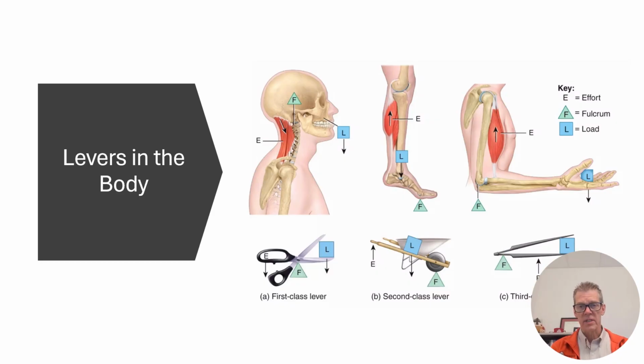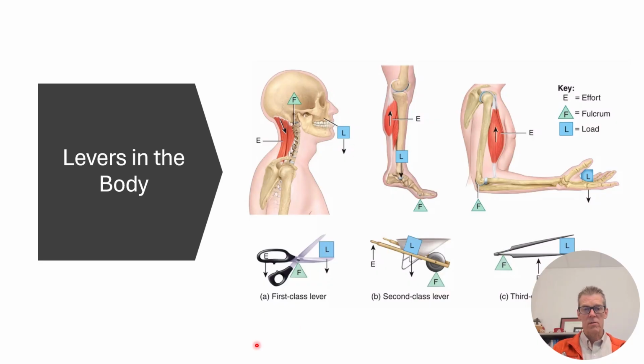So here are some examples of levers in the body. Class 1 lever, first class lever. The typical example is the head on top of the neck, with the mass in the front of the head. Let's talk about the axis first. The axis of rotation sits on top of the first cervical vertebra, with the head resting on top of that. The mass at the front of the head is greater than the mass at the back of the head.